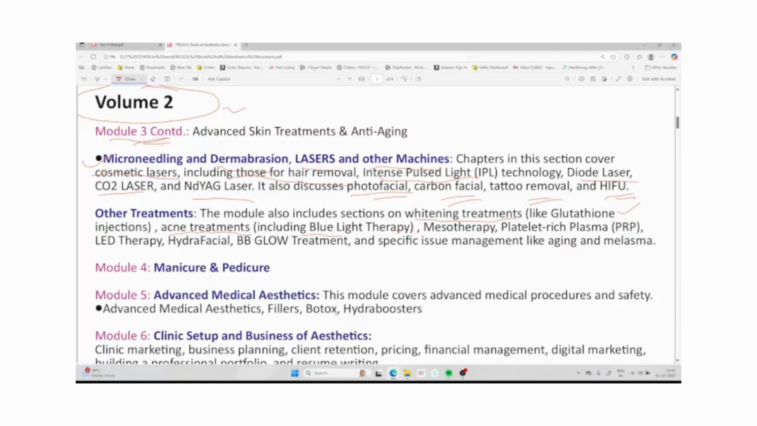Also, this module will focus on mesotherapy and PRP: what are the techniques of extraction of PRP and how it is given is discussed. Also, module 3 has LED therapy, hydrofacial, BB glow treatment, and some specific issue management like anti-aging and melasma are discussed.